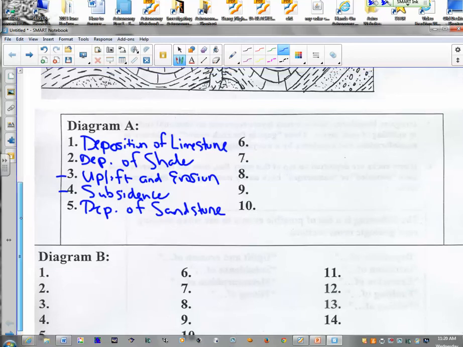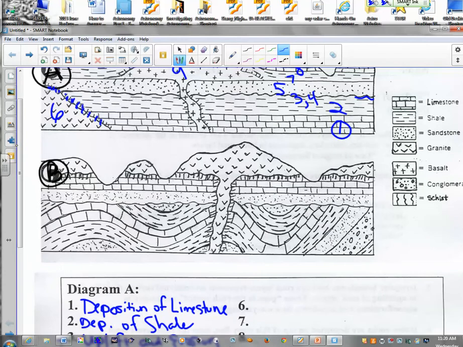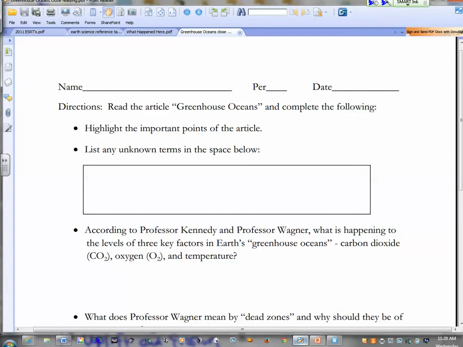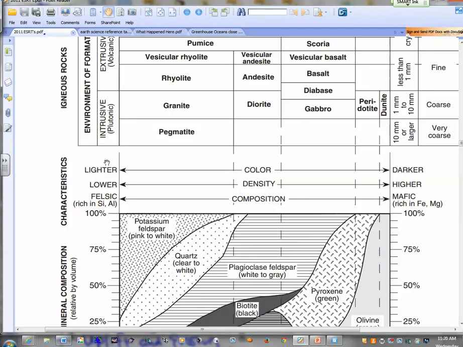I think at this point we took care of that granite. Step 6 was the granite, and granite is an intrusive igneous rock. You might recall back to your reference tables and the igneous rock chart where granite is found right here. It's intrusive. Basalt, which is a common rock in these diagrams, is extrusive. So just keep that in mind. So our next step is going to be an intrusion of granite.